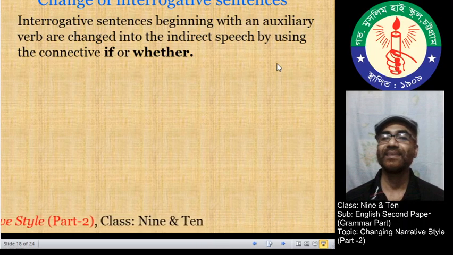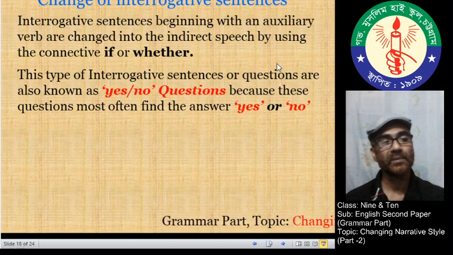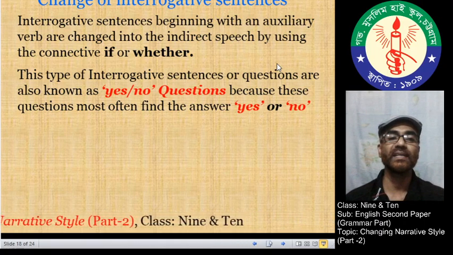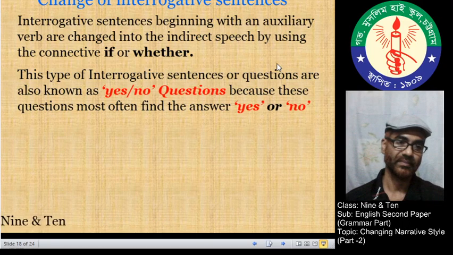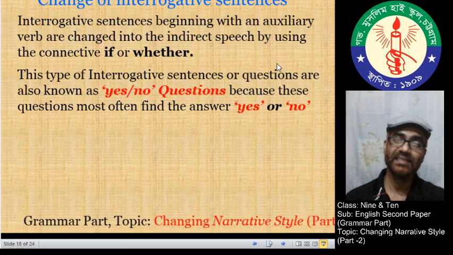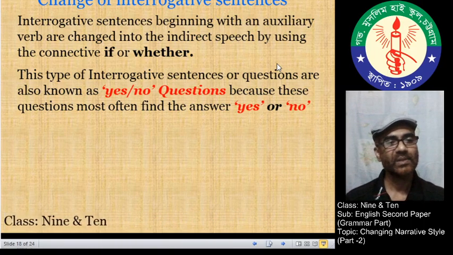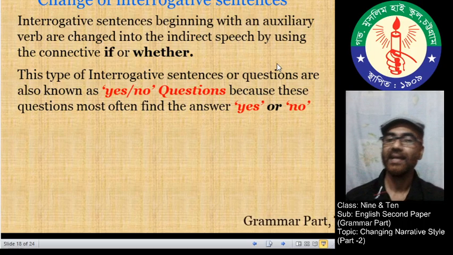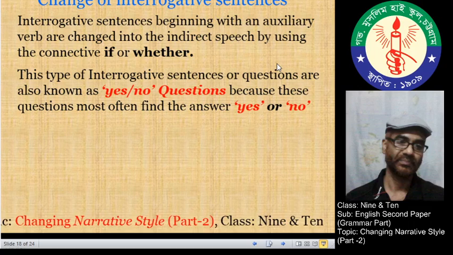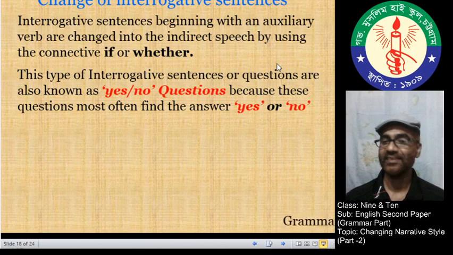If the sentence begins with an auxiliary verb, remember, we'll find more. Okay, let's move on to the next one. This type of interrogative sentences or questions are also known as yes-no questions. Interrogative sentences that begin with an auxiliary verb usually have the connective if or whether, and these are also known as yes or no questions, because these questions most often have the answer yes or no.